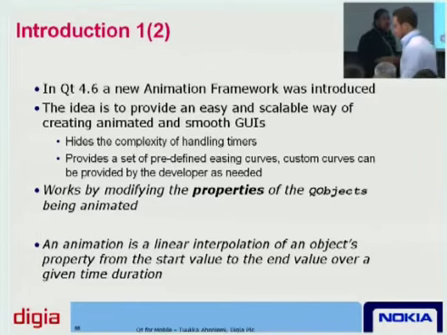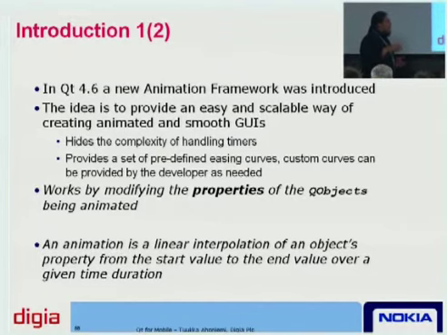So actually, an animation is a linear interpolation of an object's property from the start value to the end value over a given time duration. So basically an animation has a start value for a certain property, like say geometry, which is the absolute position of an item on a screen. The geometry has a start value and an end value, and the animation interpolates all those values in the middle.